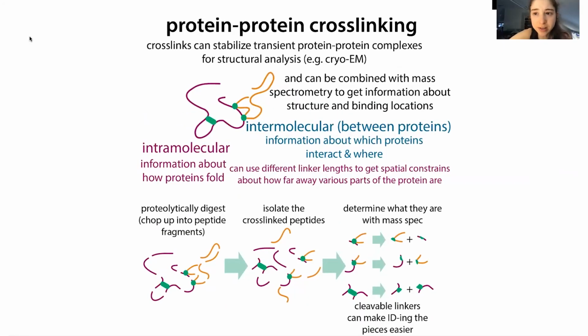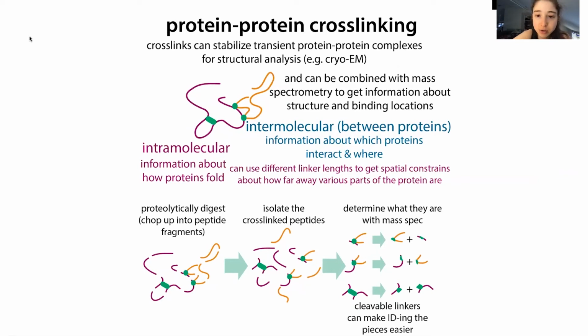In addition to formaldehyde, there are other cross-linkers that we can use, and some of these are mass spectrometry compatible. So the cross-linkers that we typically use are homo or hetero bifunctional. So basically they have an attacking group on either side. And this is going to allow you to cross-link protein to protein.